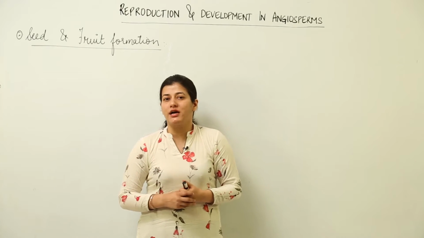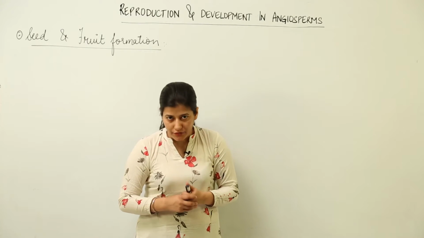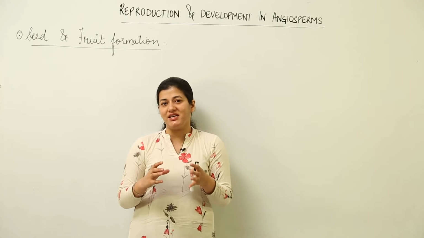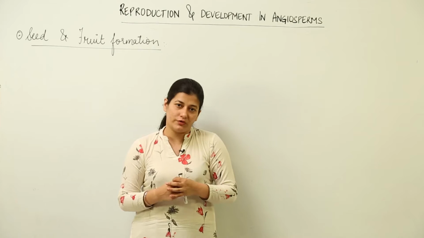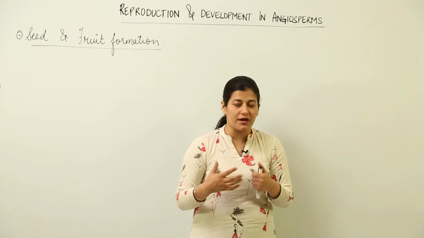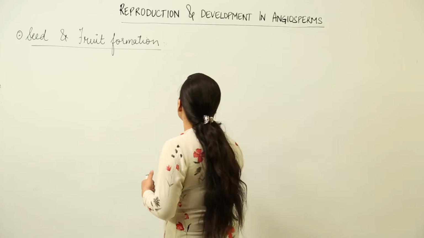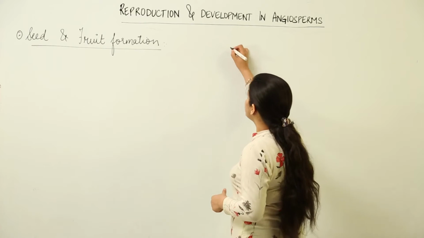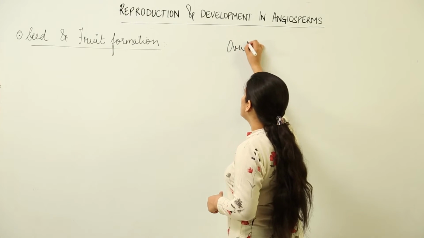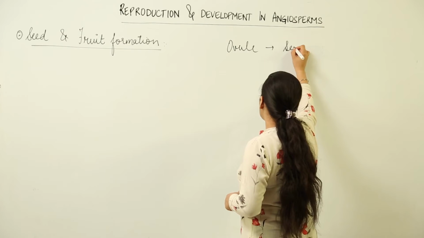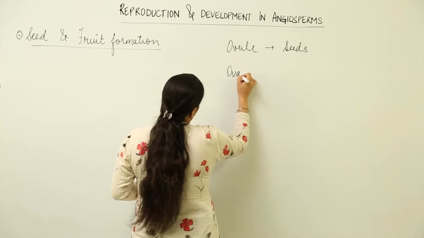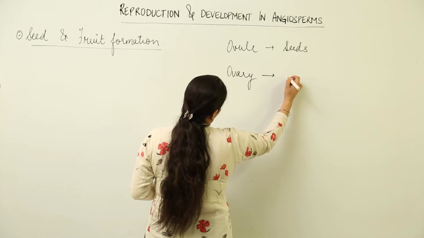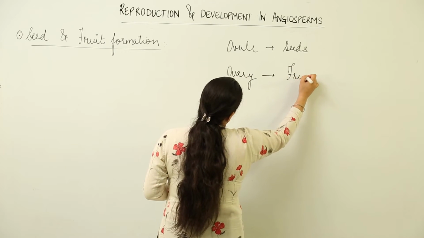Now we'll take into account the formation of seed and fruit. You know that the seed is formed from the ovule while the fruit is formed from the ovary. This is the very basic understanding that you have till now from your studies in earlier classes. What we have to see is that the ovule gives rise to seeds, and when these seeds are being formed, there is a stimulation for the ovary to form fruits.